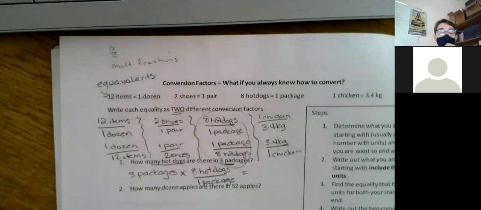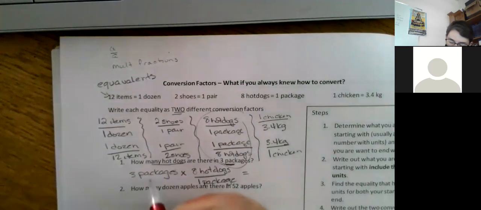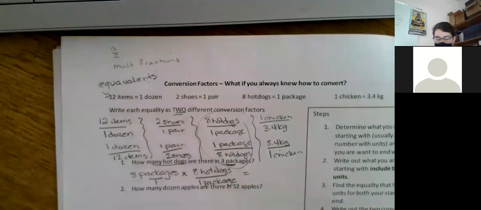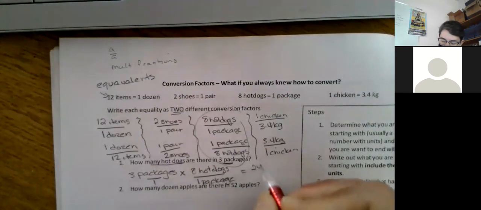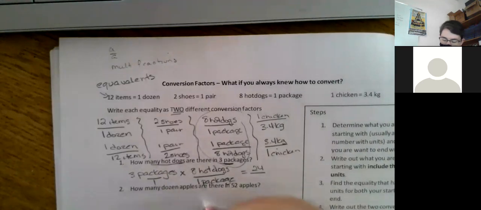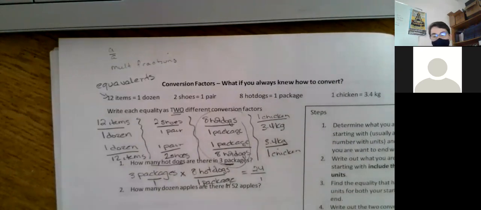But wait. Hey, Tristan, that first part, that 3 packages doesn't look like a fraction. Do you know of a way to make it better? Put it over 1. Yes. Put it over 1, and away we go. So I do the math first. 3 times 8 is 24. And 1 times 1 is just 1. But, you know, let's be legit.